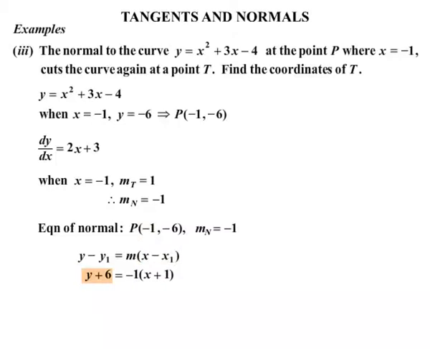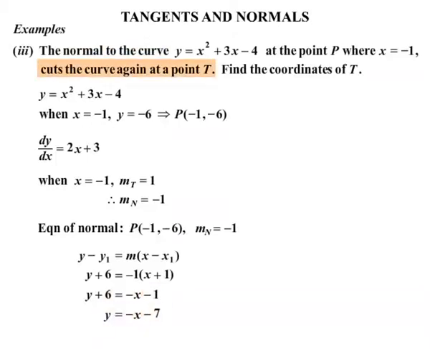So y plus 6, let's just rewrite that, the minus 1 expanding with the brackets. So write the y by itself. We've got minus x. The plus 6 goes over, becomes minus 6, with the minus 1. So minus 6 and minus 1, all up, minus 7. So we've got the equation of the normal.